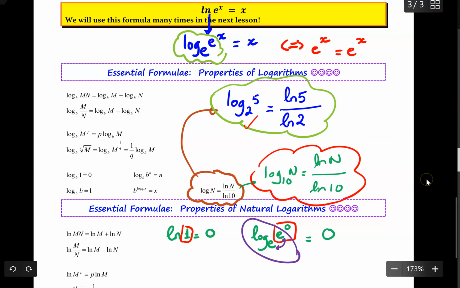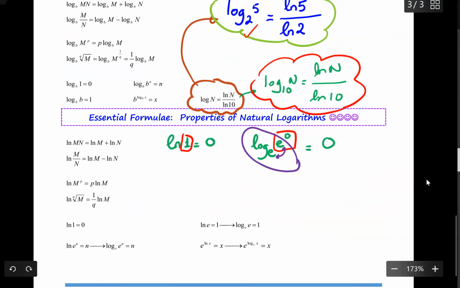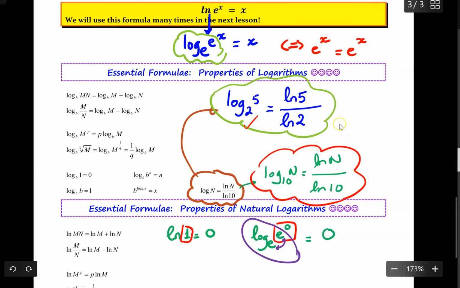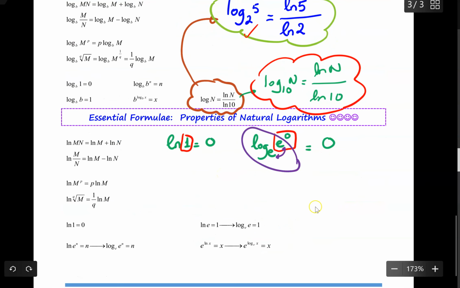I think I have said all I need to say. If I need to come back to any of these formulas in our next application lesson, then I will go back.